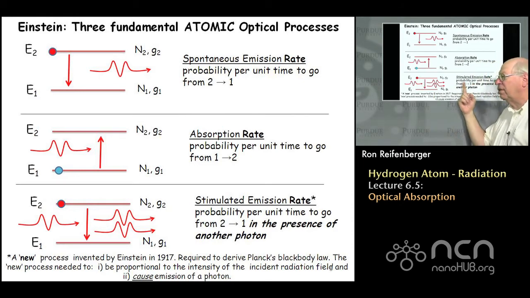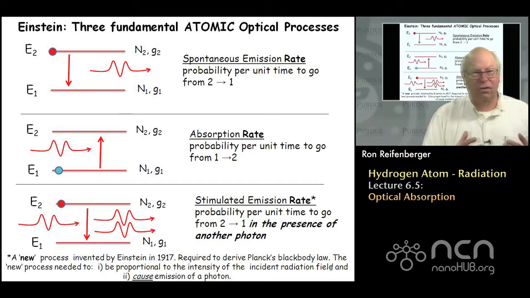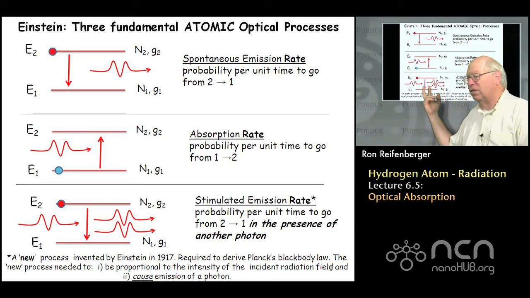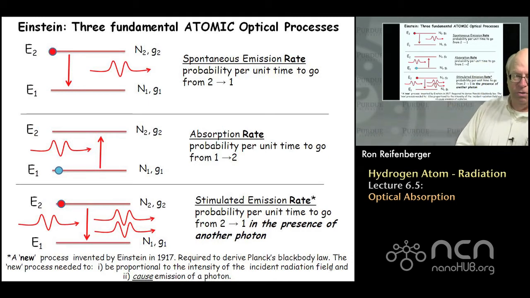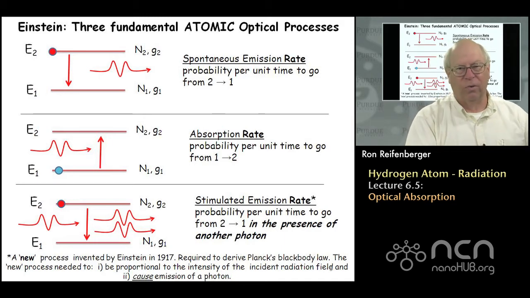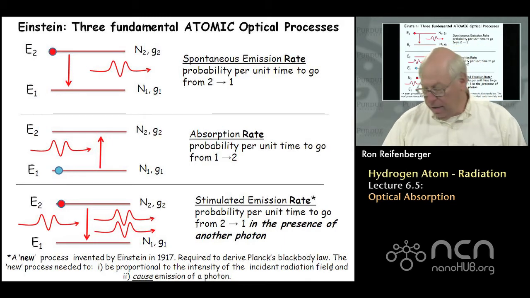So that's called the stimulated emission rate, and it's a process that Einstein had to invent in 1917, and it turns out this process is exactly what you need in order to produce a laser. Of course, it wasn't realized in 1917, but that's another story that we'll talk about in the next lecture.